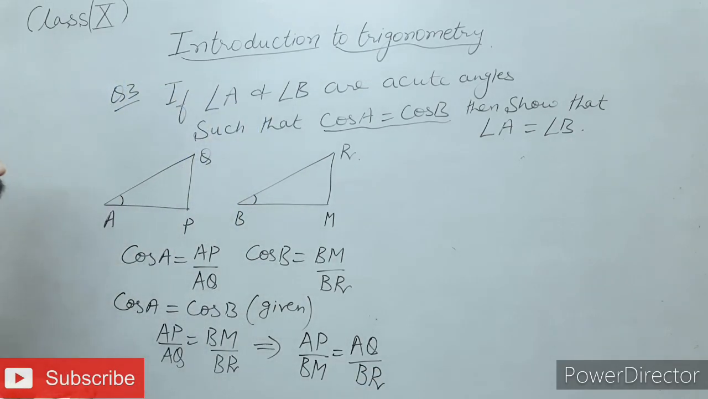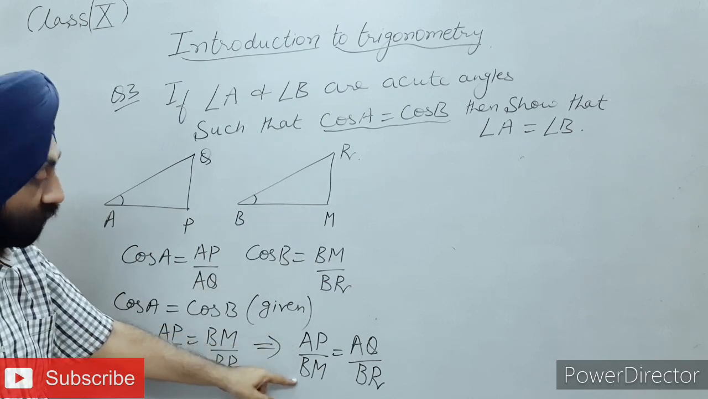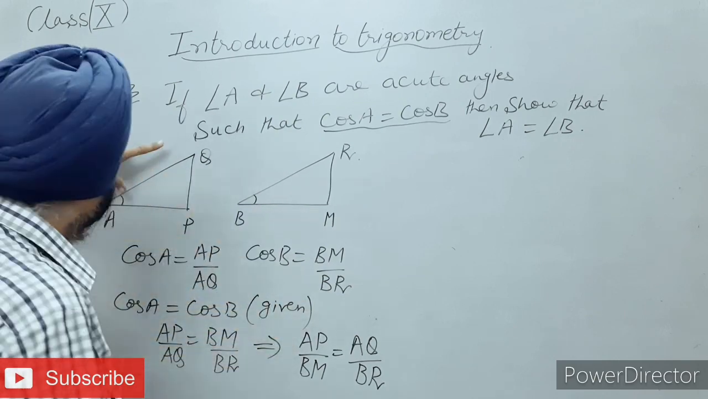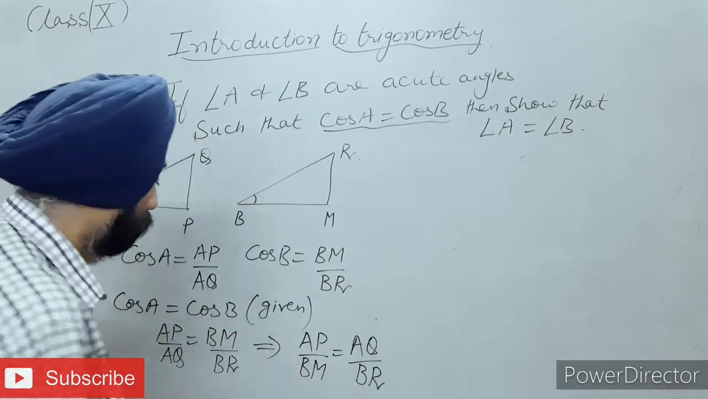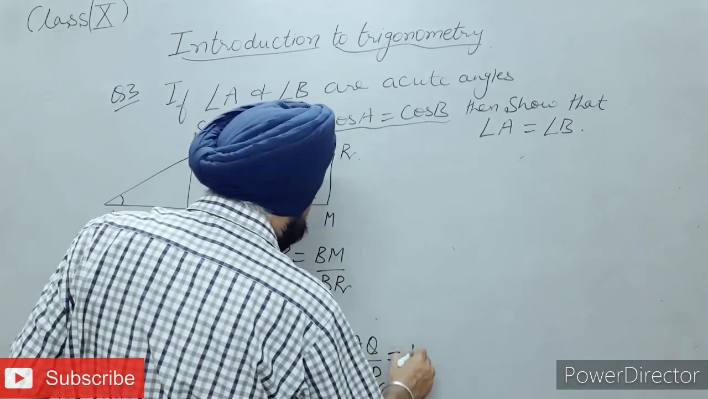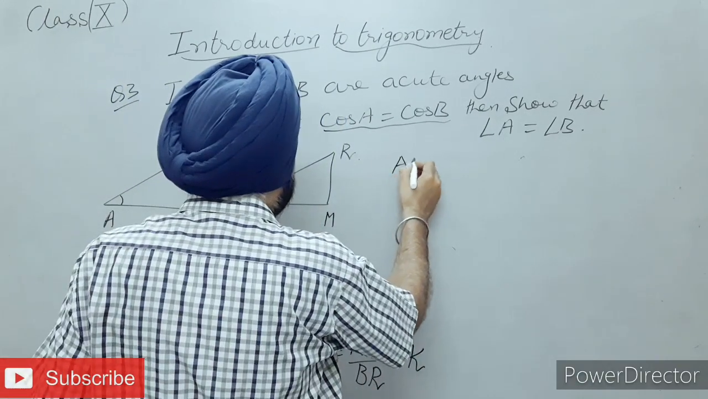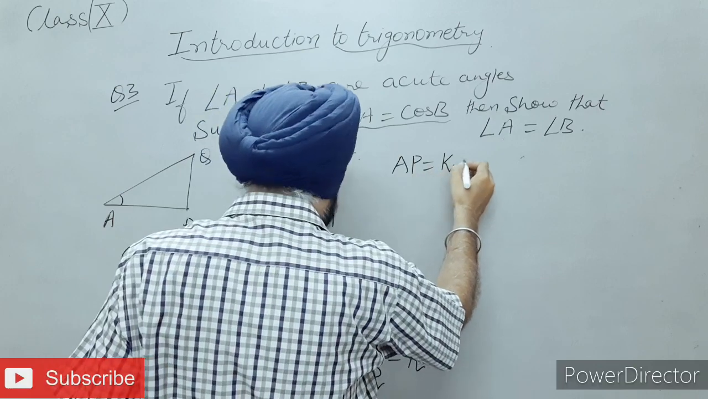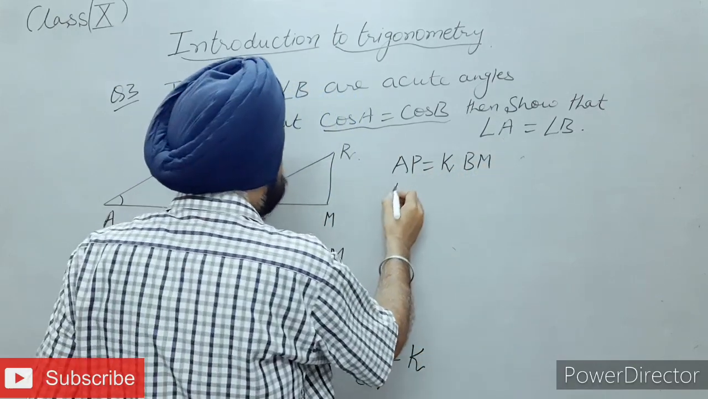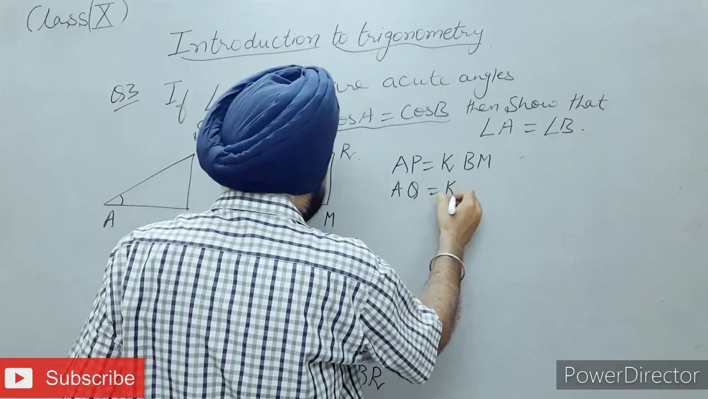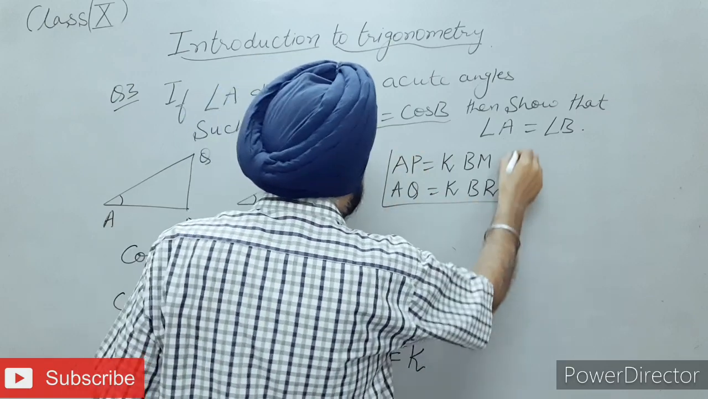What we have done is, AP is the base, BM is the base, the ratio of the two bases; AQ is the hypotenuse, BR is the hypotenuse, the ratio of the two hypotenuses. Now let this be equal to K. Therefore we get AP equals K times BM. We get AQ equals K times BR.